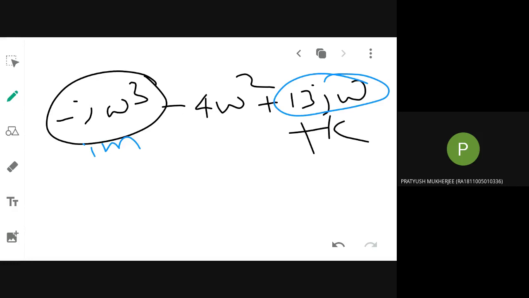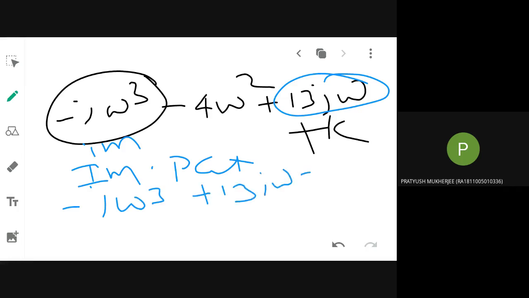So what is the imaginary part? Imaginary part is minus j omega cubed plus 13 j omega. You equate it to 0. Then what will be your omega? You calculate it and tell me. What is your omega?